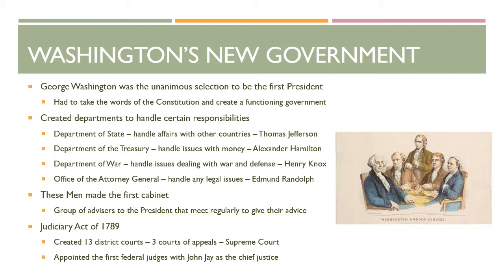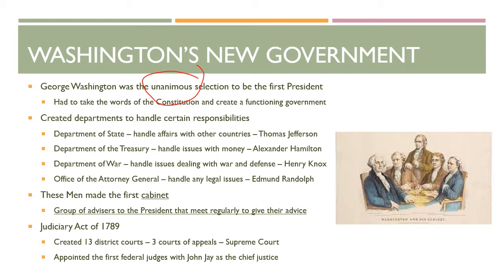And he was a unanimous selection. If you don't remember, unanimous, that word means everybody voted for him. So it was a 100% unanimous selection from the Electoral College to pick George Washington to be the first president. And like I said, he had to take those words and turn them into an actual government.